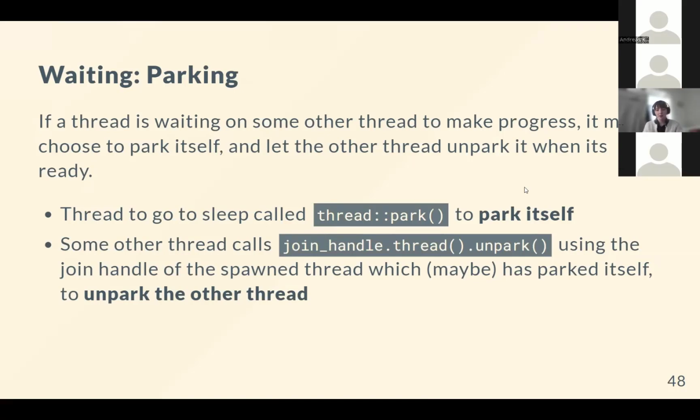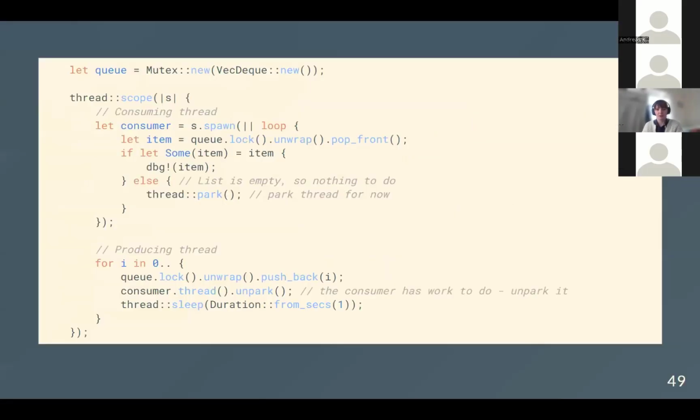And then some other thread that has a join handle for the thread which parked itself might wait on a condition. And then once it's gotten to a certain point in the code, it might say, oh, actually, if this thread's asleep, wake it up because it probably has something to do now. But it needs to have the join handle for it to be able to do that. And that way it unparks the other thread so that it wakes back up and it can carry on. And that's probably clearest to describe with an example.